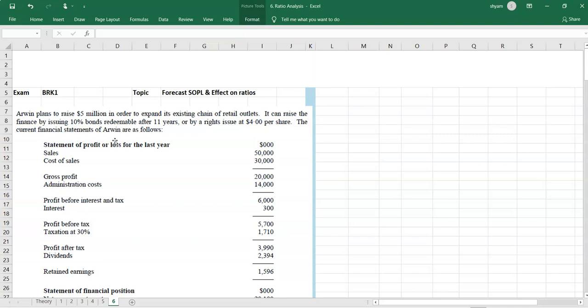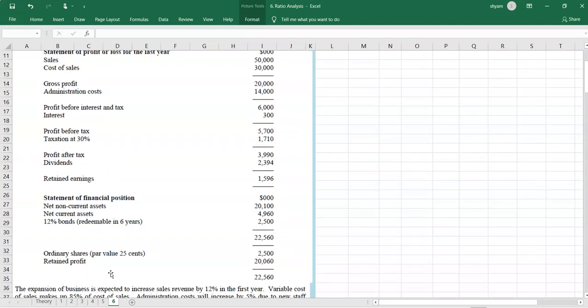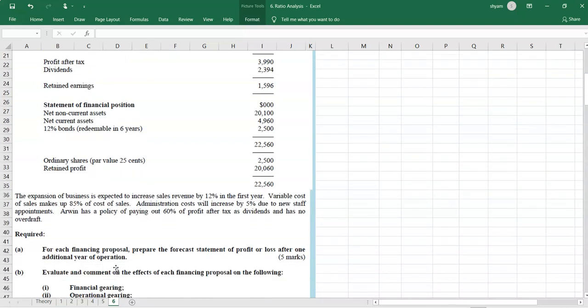The current financial statements of Arvind are as follows. So they have given sales, cost of sales, gross profit, administration cost, profit before interest and tax, interest, profit before tax, taxation, profit after tax, dividends, and retained earnings. They have also given us some SOFP, but we don't need to forecast this. So they have given us net non-current assets and net current assets, bonds, and shares and retained profits. So these are the numbers. They've also given us some additional data.